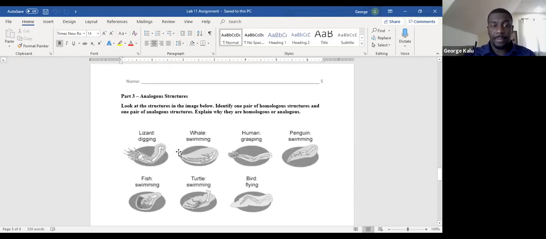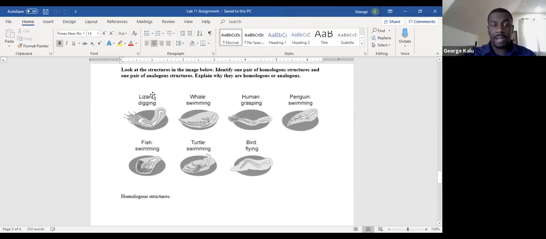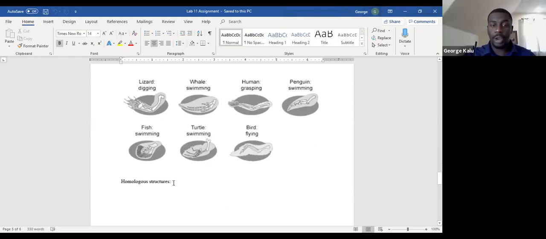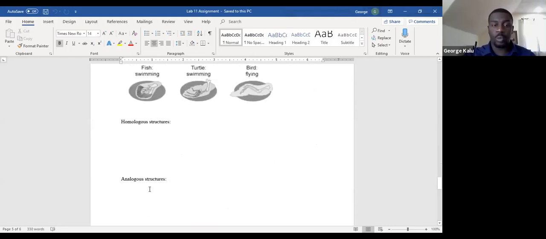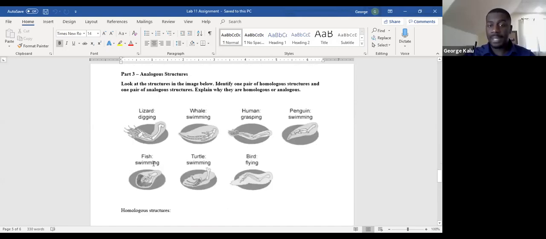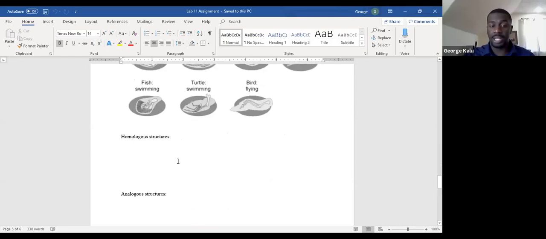For part 3, we have a picture of a lizard's arm, a whale's arm, a human, penguin, fish, turtle, and a bird. What you're going to do is identify one pair of homologous structures, and then identify one pair of analogous structures. And then I want you to describe why each pair is either homologous or analogous. So pick a homologous pair, explain why it's homologous, choose an analogous pair, and then explain why it's analogous.